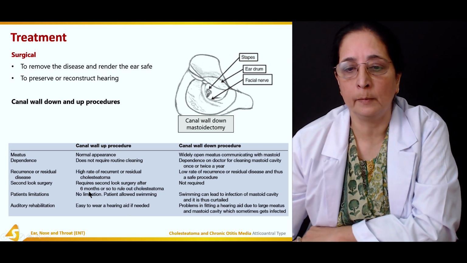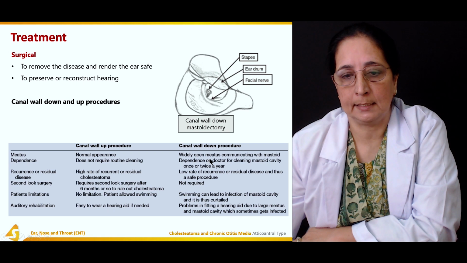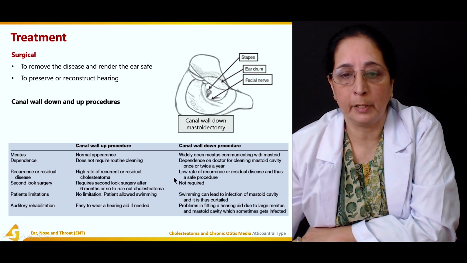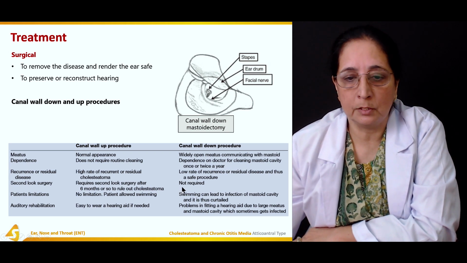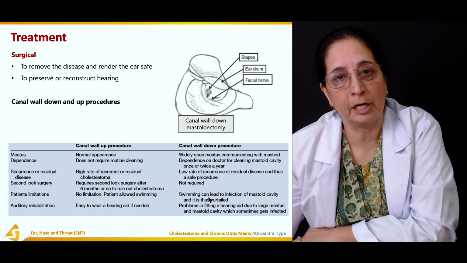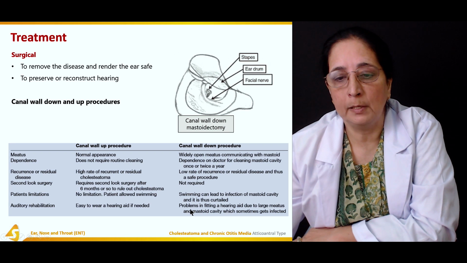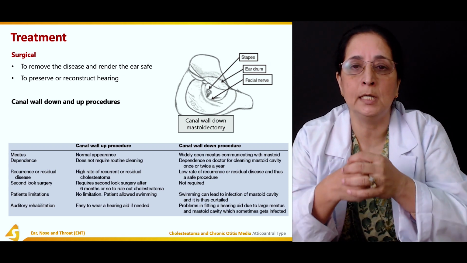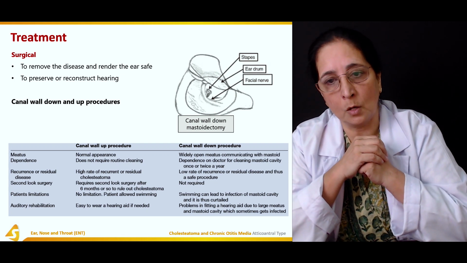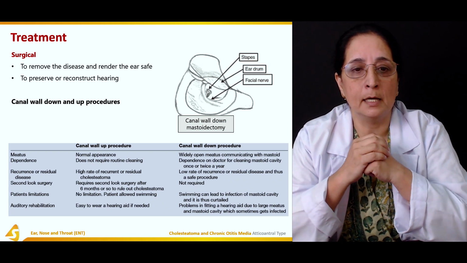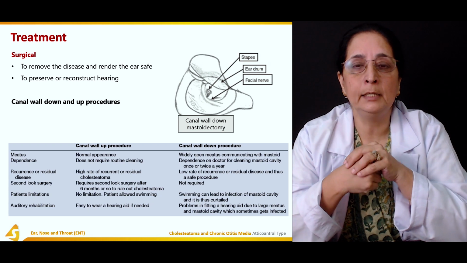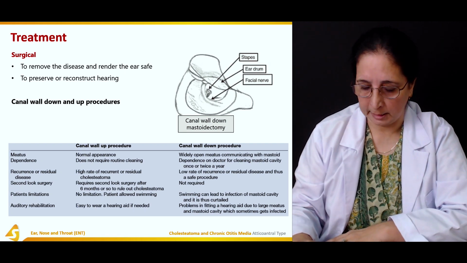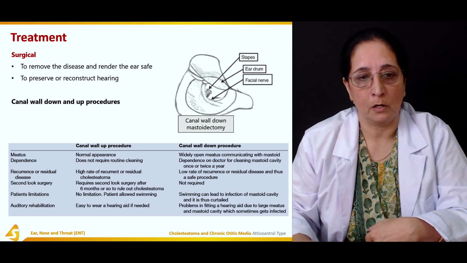Canal wall down: widely open meatus. Dependence on the doctor for cleaning. Low rate of recurrence in this. The second look is not required. Swimming can lead to infection of the mastoid cavity, and there are problems in fitting a hearing aid. So all these are the differences between canal up and canal down procedures, and this is done mainly to treat the Atticoantral type of chronic otitis media and to preserve hearing.